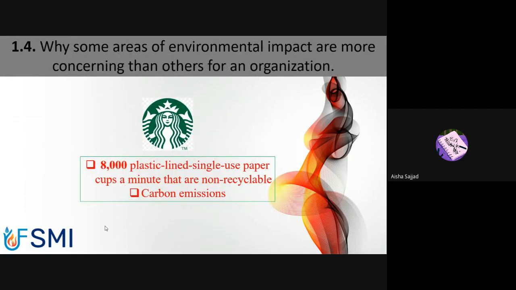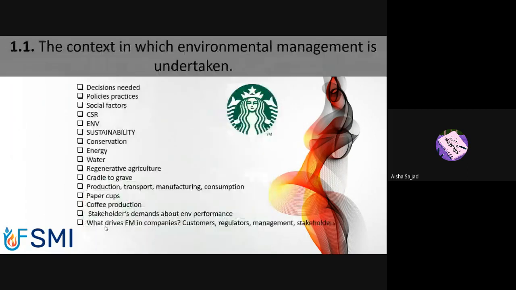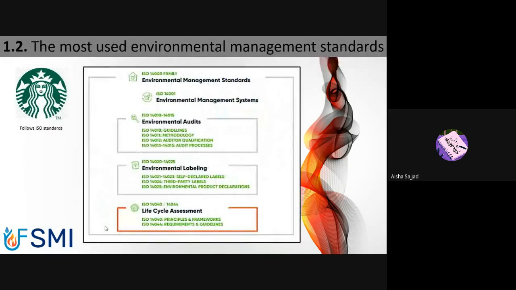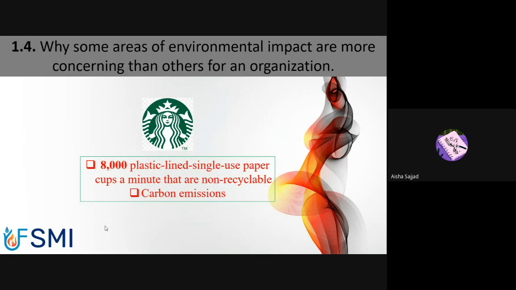Assessment criteria 1.4 asks why some areas of environmental impact are more concerning for organizations and some areas are not. Again, this is very much related to the first assessment criteria, which asked in what context any organization needs to manage its environmental performance. So we say that yes, every organization is different. Therefore, some areas might be of importance for it and some areas might not be important.